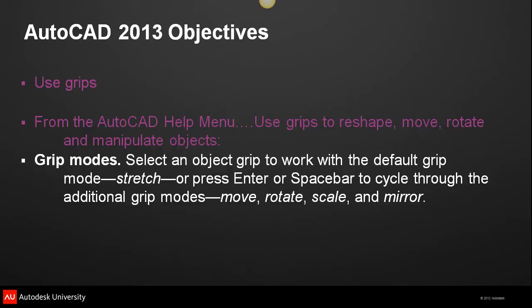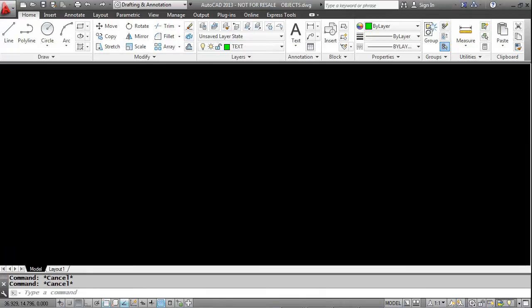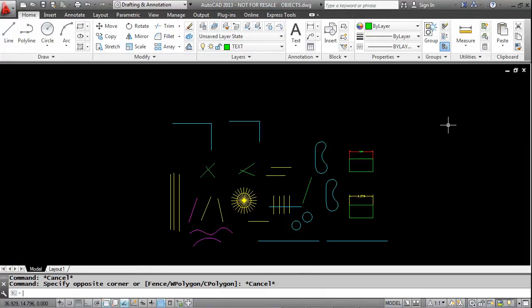To cycle through the different grip modes, we would hit the space bar or the enter key to get into the grip mode that we wanted. And then there's new multi-function grips. The multi-function grips are on many different objects, from polylines and splines and texts and lines and arcs and dimensions, as well as others. And we're going to take a look at all of those because that's what we need to study. So let's take a look at grips. Let's take a look at how grips are applied to different AutoCAD objects.